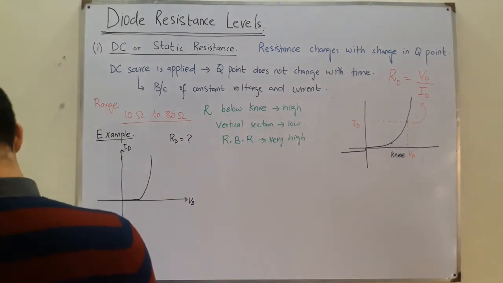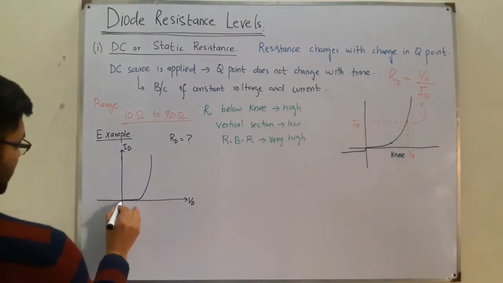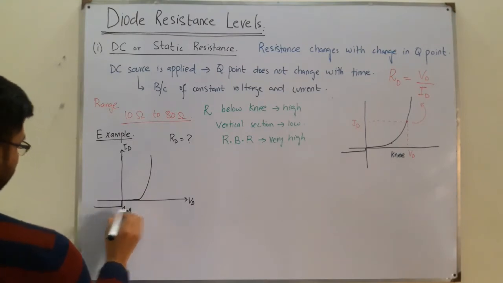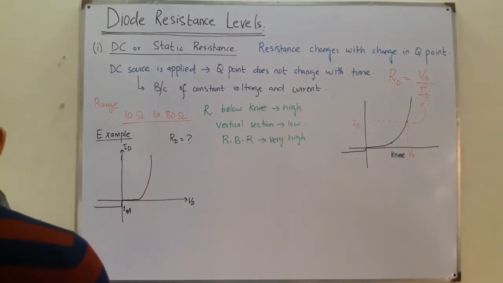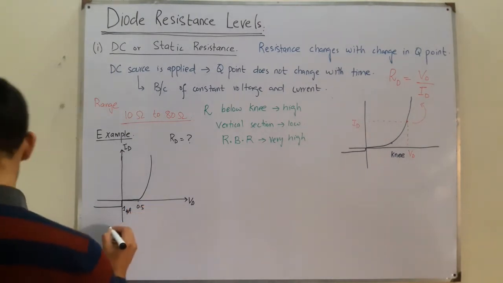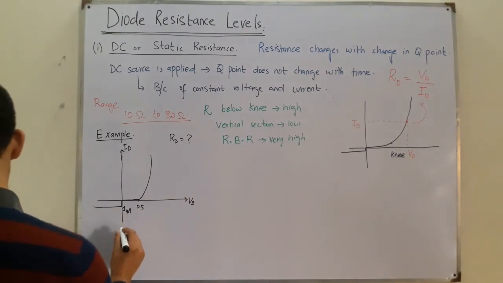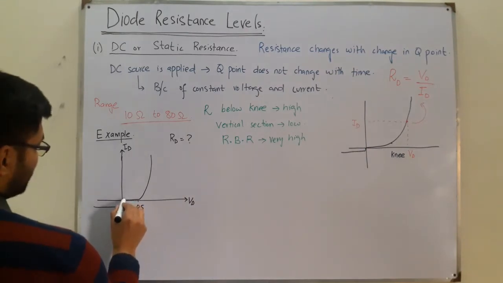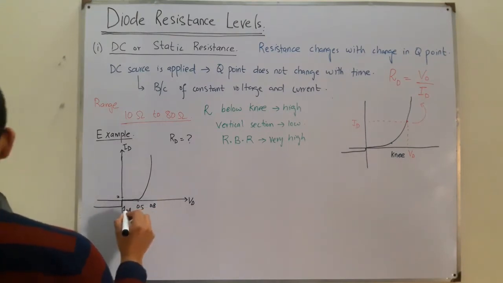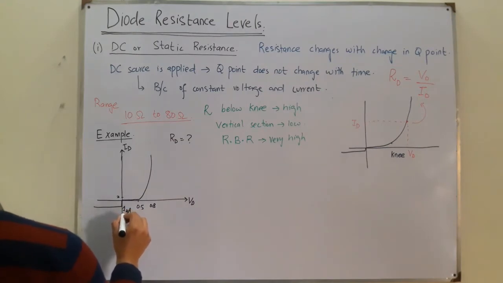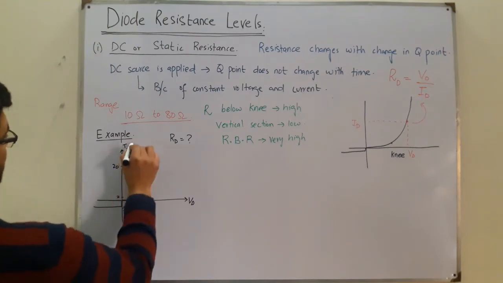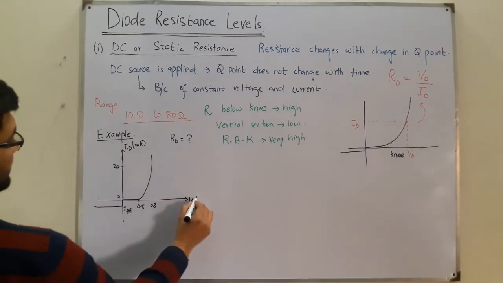Okay, and we are given some cases. We are here having values as well. This corresponds to 1 microampere. Then we have 0.5 volts as the barrier potential. Over here we have 0.5 volts, and at 0.5 volts we have 2 milliamperes of current. Similarly, at 0.8 volts we have 20 milliamperes of current. So let's say this is 20. This is in milliamperes, this is in volts.